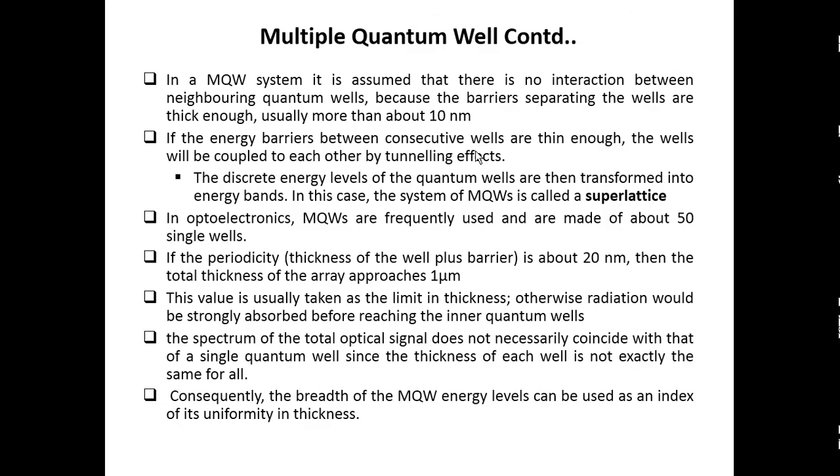If the thicknesses are all uniform, of course the spectral energy, that is the spectrum of the total optical signal, will coincide with the single quantum well. So the multiple quantum well energy is an indicative factor, that is actually considered to be an index to know the uniformity of thickness in the array of multiple quantum wells. Okay, now you understood this concept.